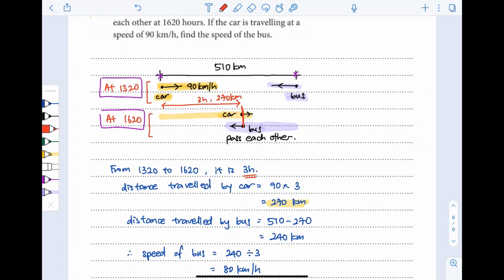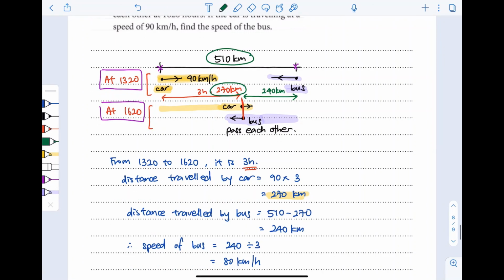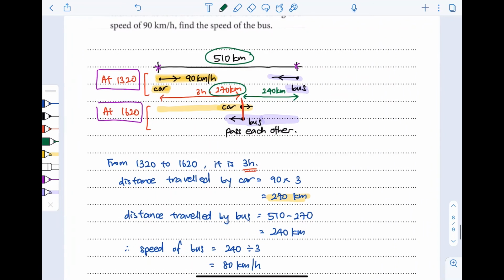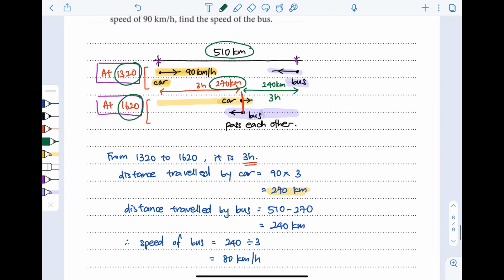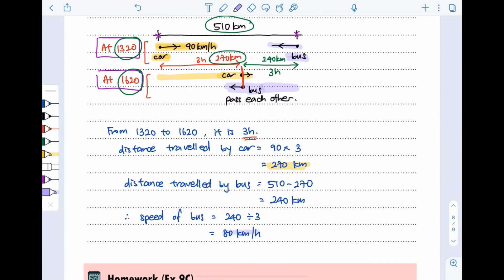So we are able to figure out the distance traveled by the bus. Oops, let me use a different color, which is this part here. And that will be 510 kilometers minus 270 kilometers, such that I know that this is 240 kilometers. So I know that the bus has traveled 240 kilometers within the same time frame from 1320 to 1620, and that is 3 hours. Therefore, I will be able to solve for the speed of the bus by taking 240 divided by 3.